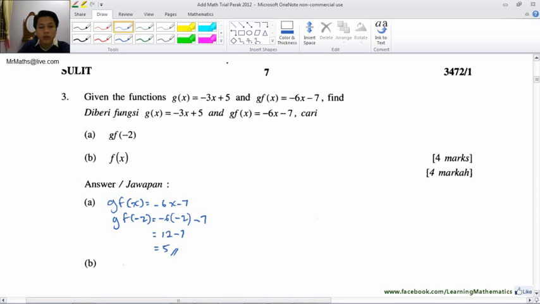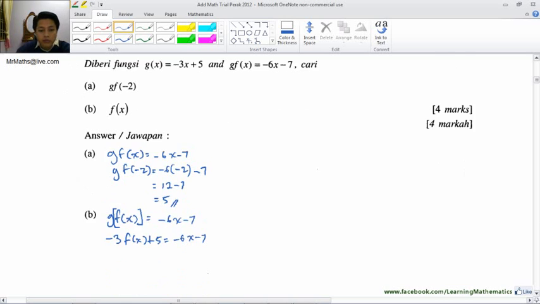Okay, next question, we want to find f of x. Because f of x is nested in the g function, let's go and separate it out. How do we do that? Just follow the step here. Now f of x is the argument inside function g, so that is minus 6x minus 7. What is g of x? G of x is minus 3. So replace x with function f of x, plus 5, equal to minus 6x minus 7.